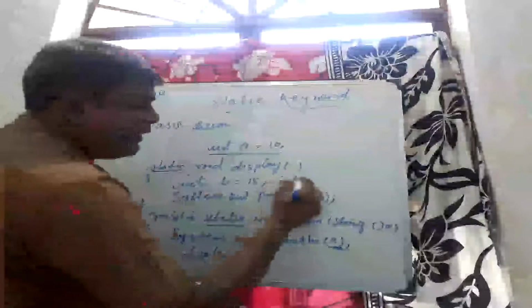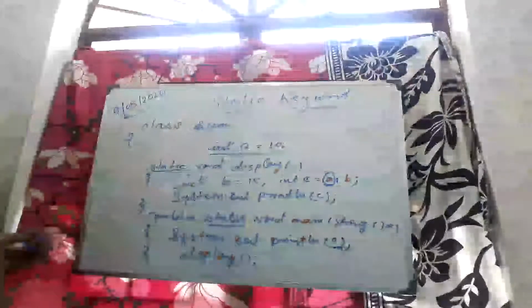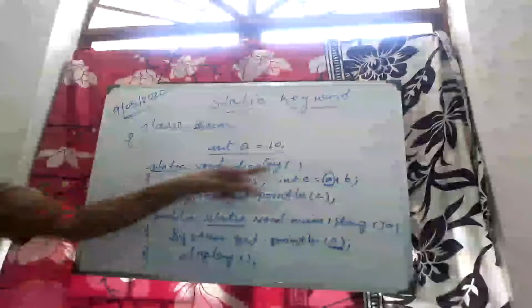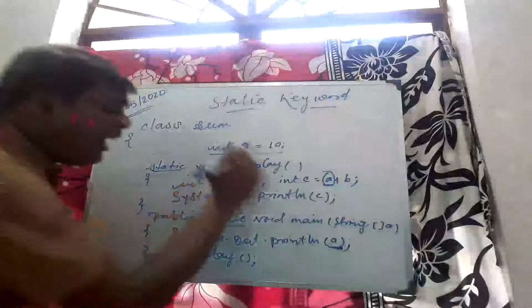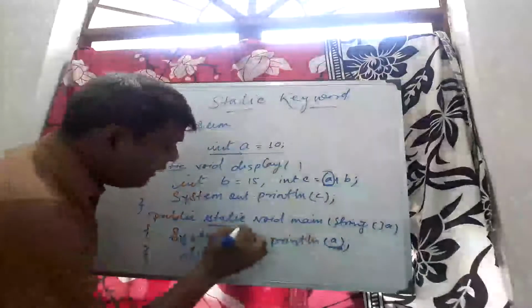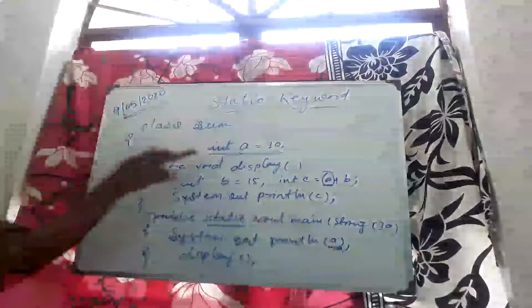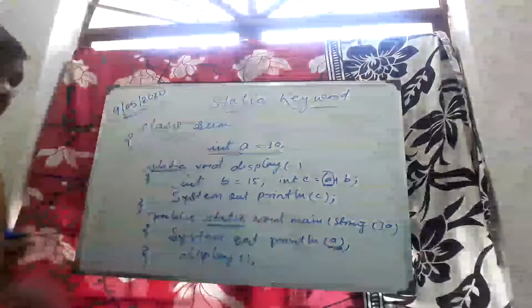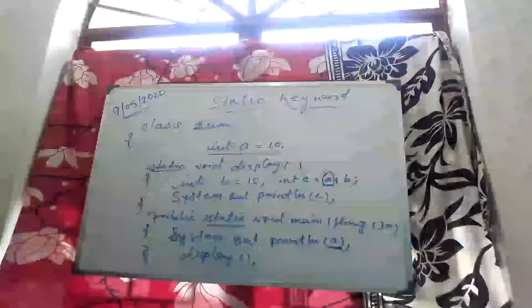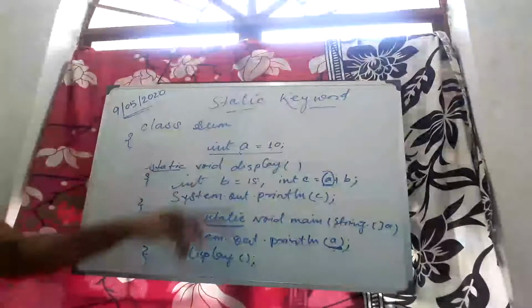Suppose I am writing int c equal to a plus b, and then system dot out. See here, without any restriction, I have used this a in this method. But to print the value of a in the static method, that cannot be printed directly. So an instance variable can be used directly inside the non-static method. But in a static method or in any other class, if you want to use the instance variable, then we need the object.